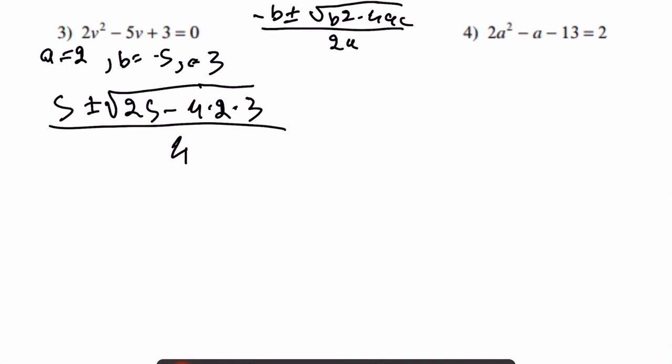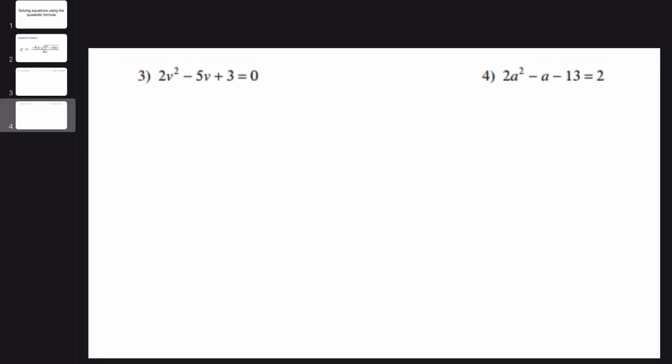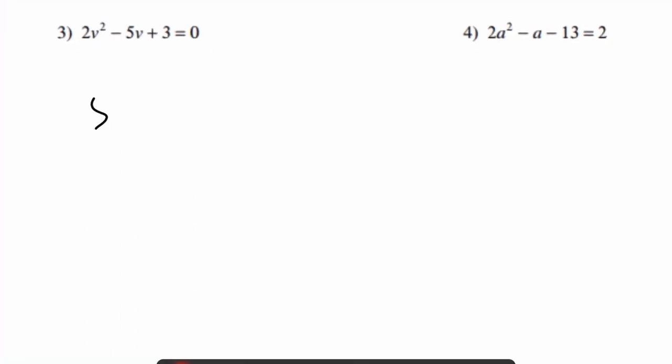So now we simplify this. 4 times 2 is 8. 8 times 3 is 24. 25 minus 24 is 1. Sorry, it keeps kicking me out. So 5 plus or minus the square root of 1, all over 4.